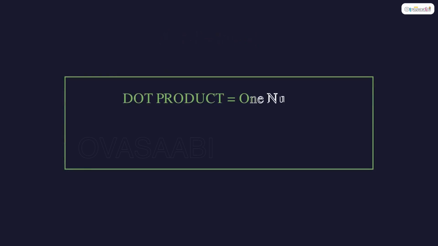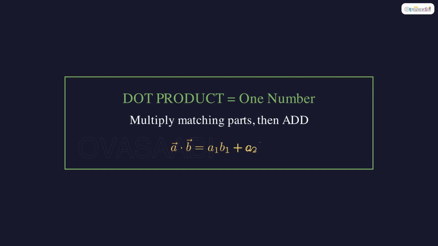Remember, dot gives you a number. Multiply matching components, then add them up. If you get 0, the vectors are perpendicular.